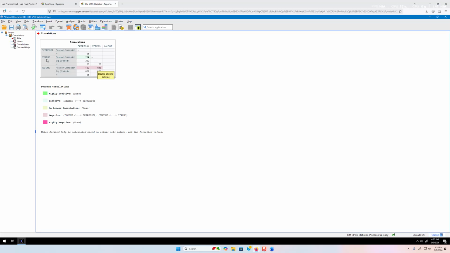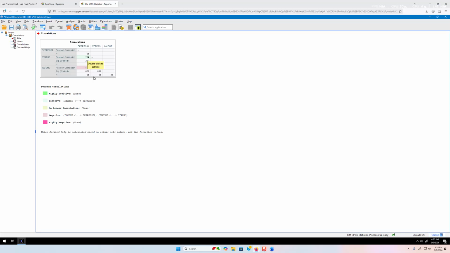Depression 1 and stress, just find the intersection between these two. It's 0.264, not significant. You see the sig value is 0.202. That's not less than 0.05, so it's not significant. But if you check the asterisk box here, it'll give you an asterisk when it is significant, so it's easy to visualize.